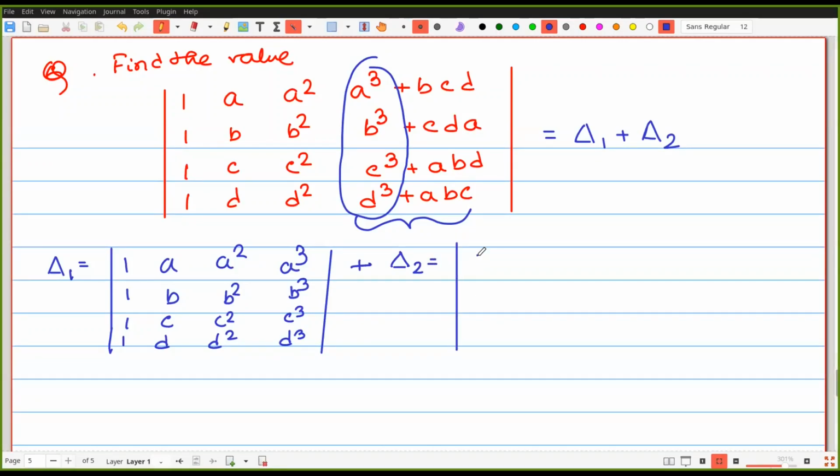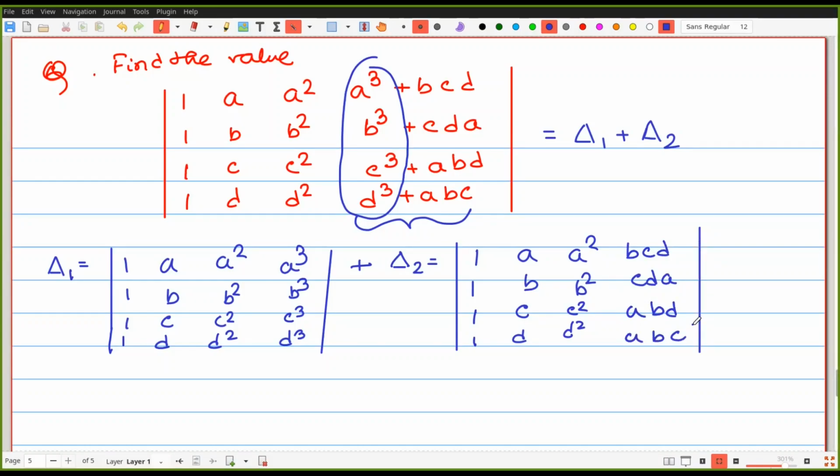Which one? The same three columns are there: first column, second column, and third column. a, b, c, d, then a square, b square, c square, d square. And that one, that means bcd, cda, bda, abc. So that one is equal to delta 1 plus delta 2.